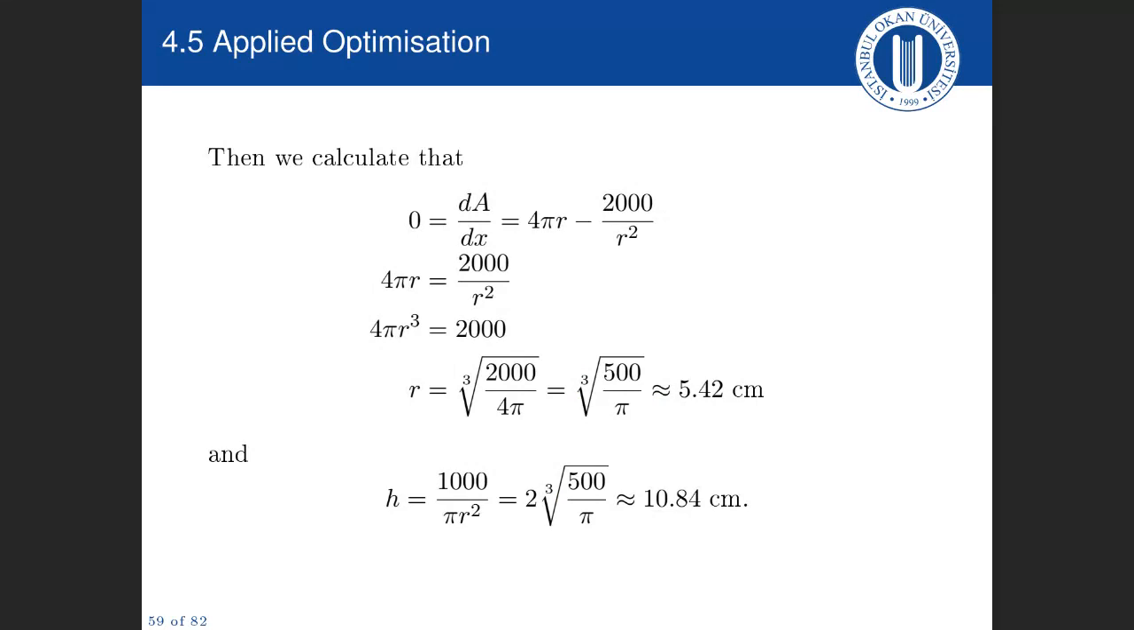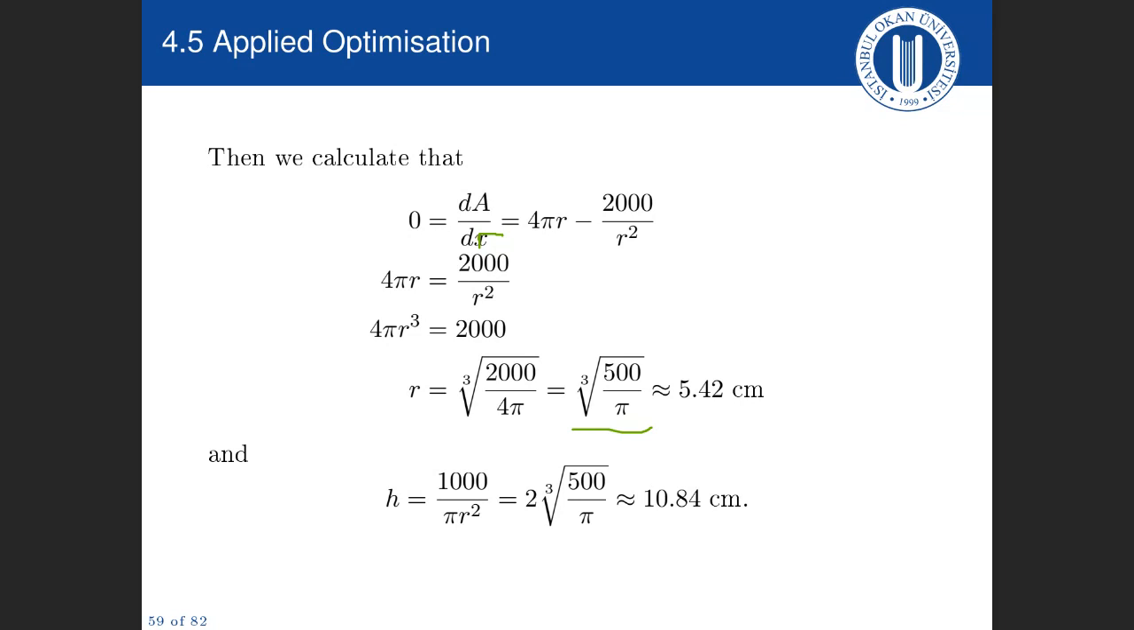So we want dA/dr, that should be. We want dA/dr is equal to 0. So differentiate A, rearrange, and we find that R must be the cube root of 500 over pi, which is approximately 5.42 centimeters. And then after we know R, we can use the previous equation to find h.